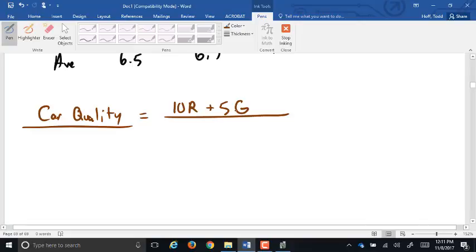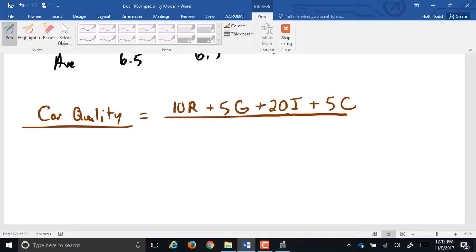Gary in this problem must have a lot of money if you don't care about gas mileage. That's a pretty low number. Plus 20 times the interior comfort. So is that saying he thinks the interior comfort is really important or not important? Well, that's a big number, right? He's saying it's really important. And then 5 times the cargo space. So Gary doesn't care much about cargo space either. So you can see here, Gary is mostly concerned about comfort. So again, probably has more money than I do.